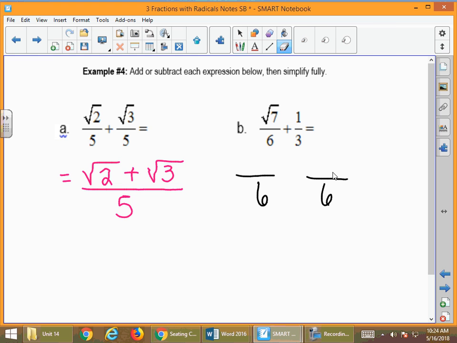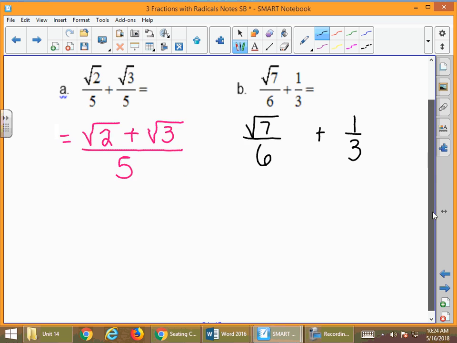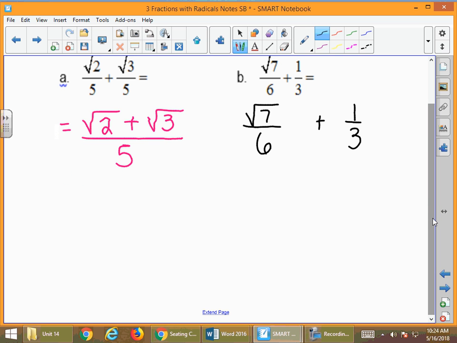And I need to write the problem again. I want to leave a little bit of space here. Square root of 7, one more time. Square root of 7 divided by 6, leave a little bit of space, plus 1/3. And again, 3 goes into 6 evenly, so our common denominator, in fact our least common denominator in this case, is 6.